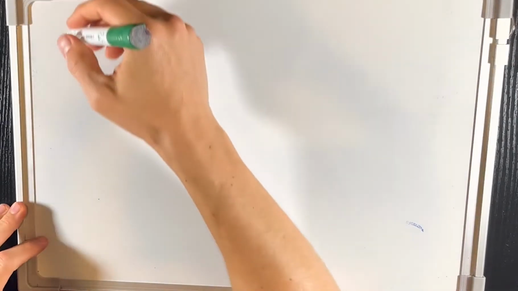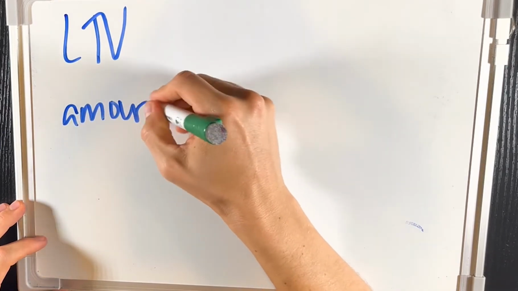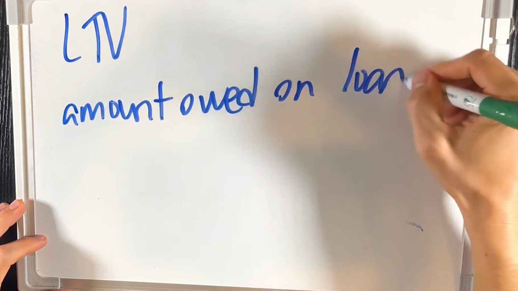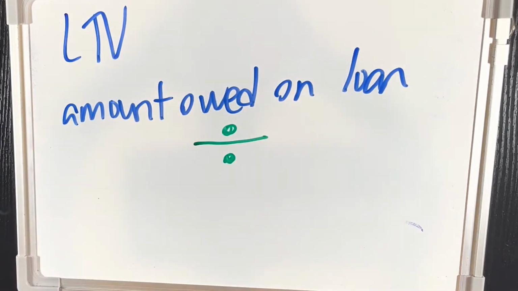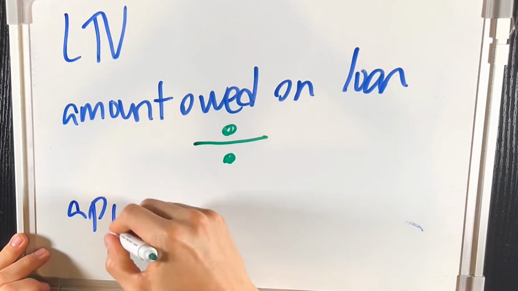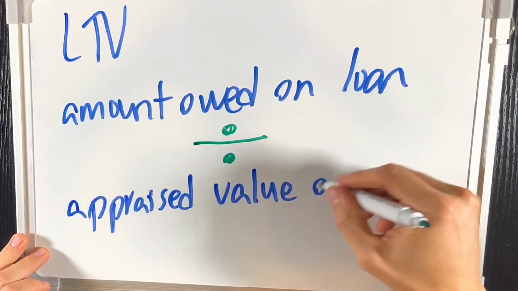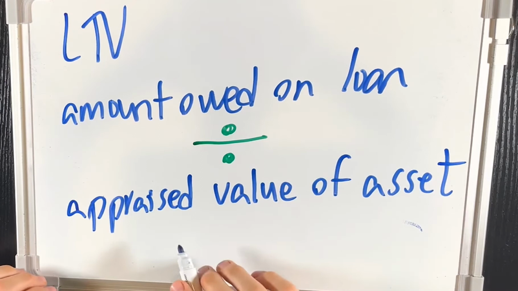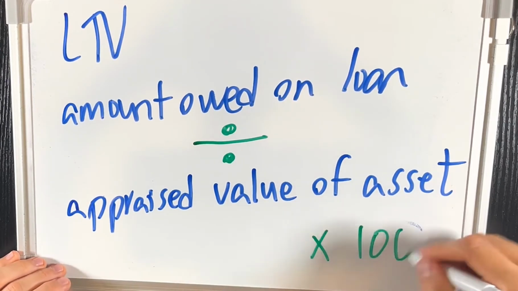All right, so to further break down what LTV is, we can call it the amount owed on the loan, divided by the appraised value of the asset. Just to recap from before, the amount owed on the loan divided by the appraised value of the asset. And then obviously it's going to be a percentage, so we can say times 100, right?